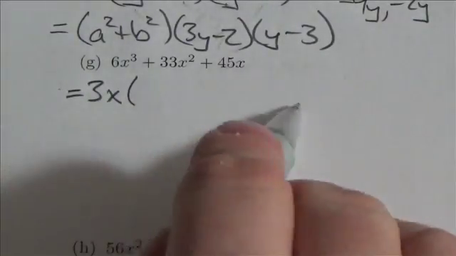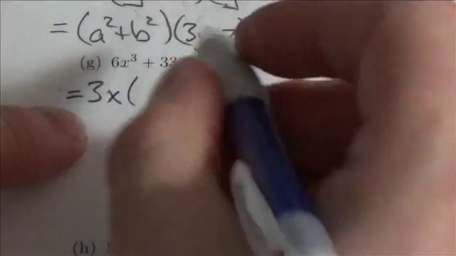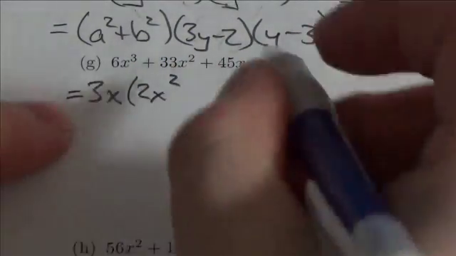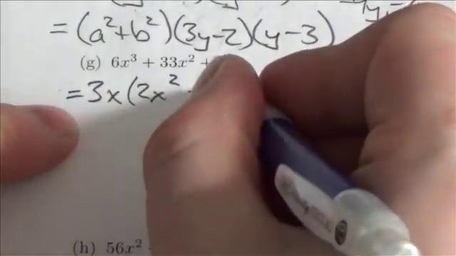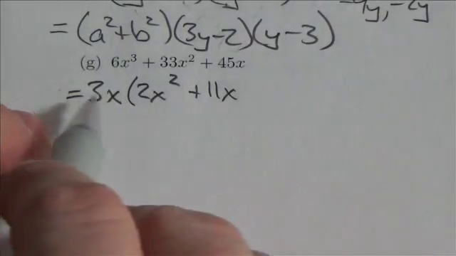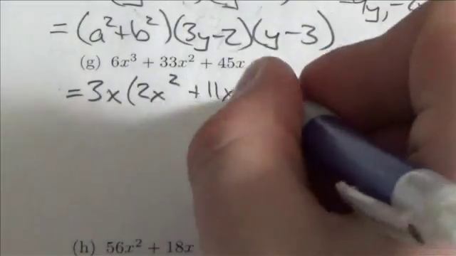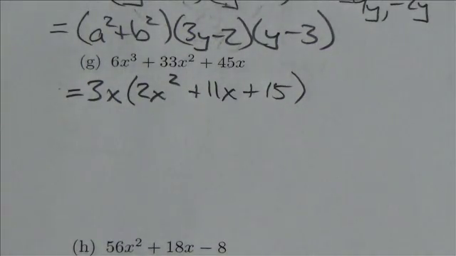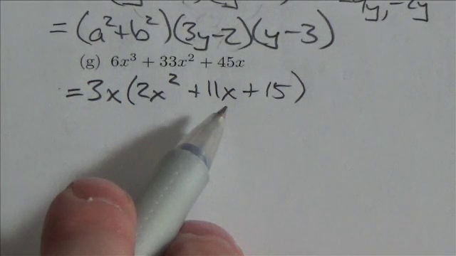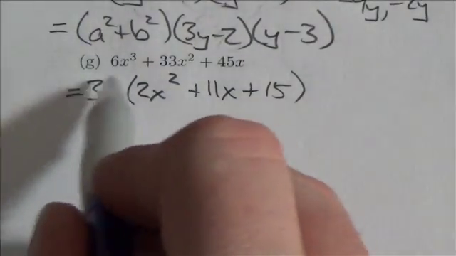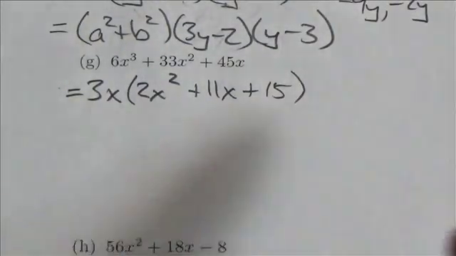Now, what terms were they distributed to? Well, 3x times 2x squared gives me 6x cubed. 3x times 11x gets me 33x squared. 3x times, and this might not be as obvious, but 15 is going to get me 45. Oh, sorry, a little bit of a brain fart there. Okay, so now what I've got is my 3x and this trinomial here.